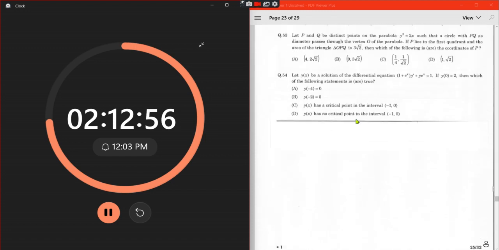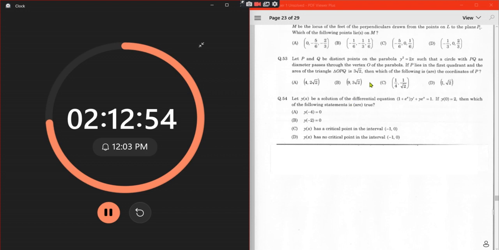3. Let P and Q be distinct points on the parabola y equal to 2x such that a circle with PQ as diameter passes through the vertex O of the parabola. P and Q are distinct points on this parabola such that the circle with PQ as diameter passes through the vertex O. Okay, that's saying like right, ये angle 90 degree हुआ. Just T1 T2 equal to -4, right? Yeah.